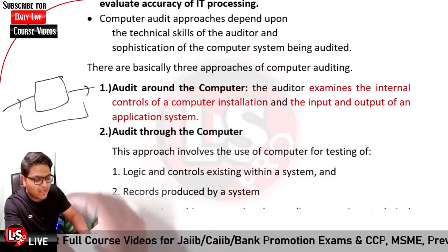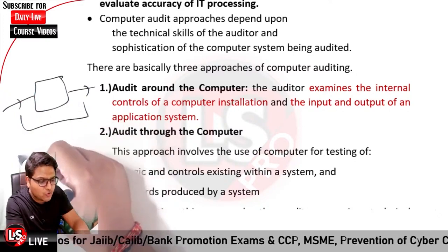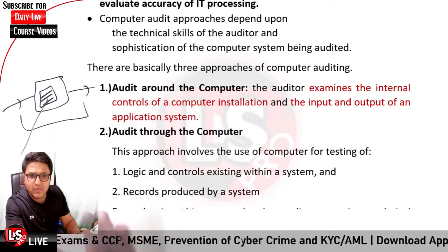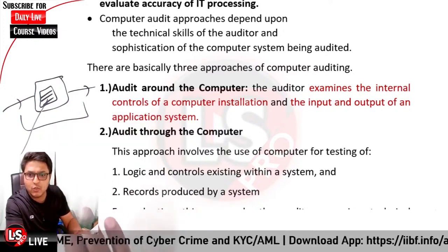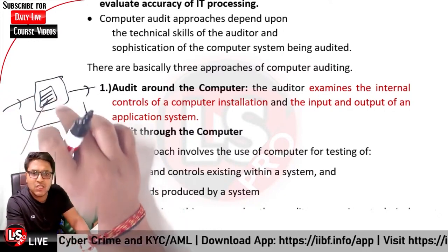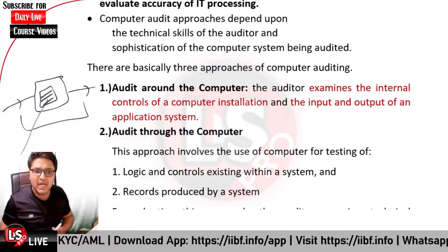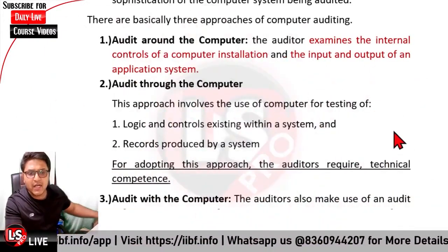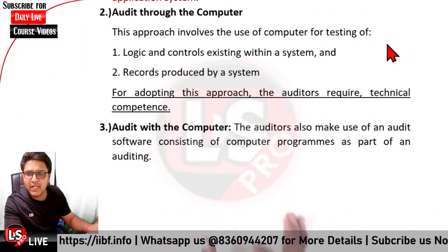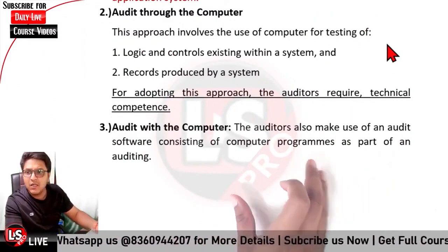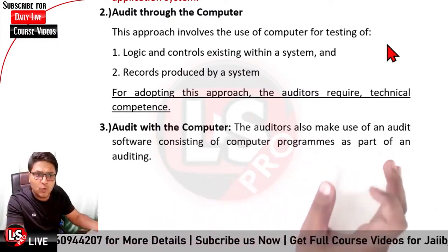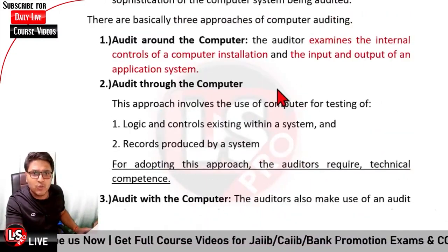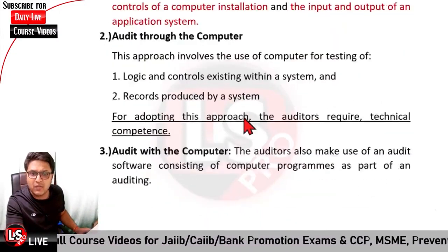In audit through the computer, the auditor is dealing with the input and output, and also he will look at the logical functions being used in the application itself. In that case, if we want to judge what functions are being used, he should have technical competence. Okay. That is regarding audit with the computer. In case of audit with the computer, the auditor is using an application. He uses computer programs as a part of the auditing, with the help of which he does the auditing. Okay. So these are the three approaches for computer auditing.